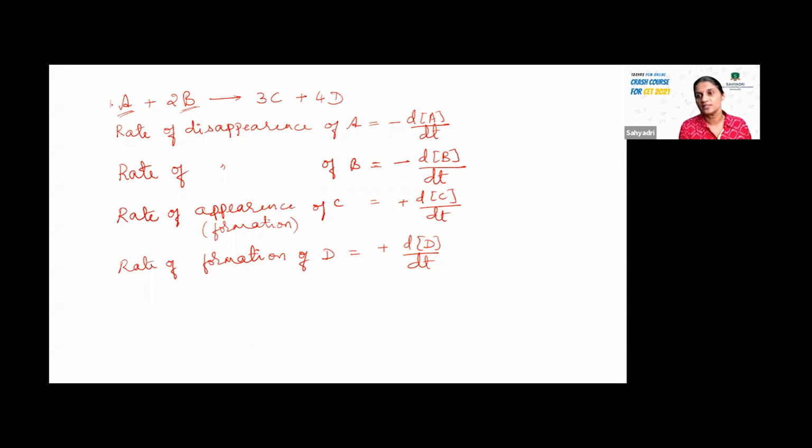So what is the remaining now? Initially it was 10. Now it becomes 9. So 10 minus 9, what does it change? 1 for rice. Whereas for water, initially we had 20 cups, but now we have 18 cups of water. So what does it change? 2. 2 cups of water is getting changed there. So rate of disappearance of B is 2 times the rate of disappearance of A.